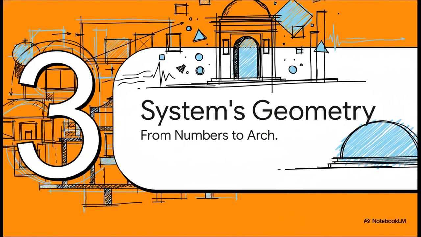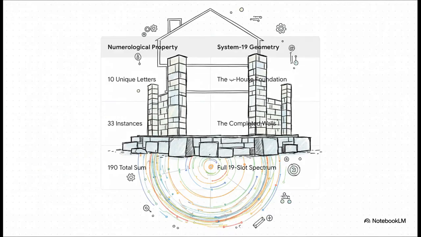All right, so we've got our key numbers, 33, 10, and 190. But what do they do? Well, according to this framework, they're not just abstract values on a page. The system actually translates them into a physical, architectural structure. This is how it all comes together. The system gives each number a job. The 10 unique letters become the foundation of a structure called the house. The 33 total letters are the completed walls built on top of that foundation. And that total sum of 190 represents the full spectrum, the complete energetic signature of the whole finished structure.